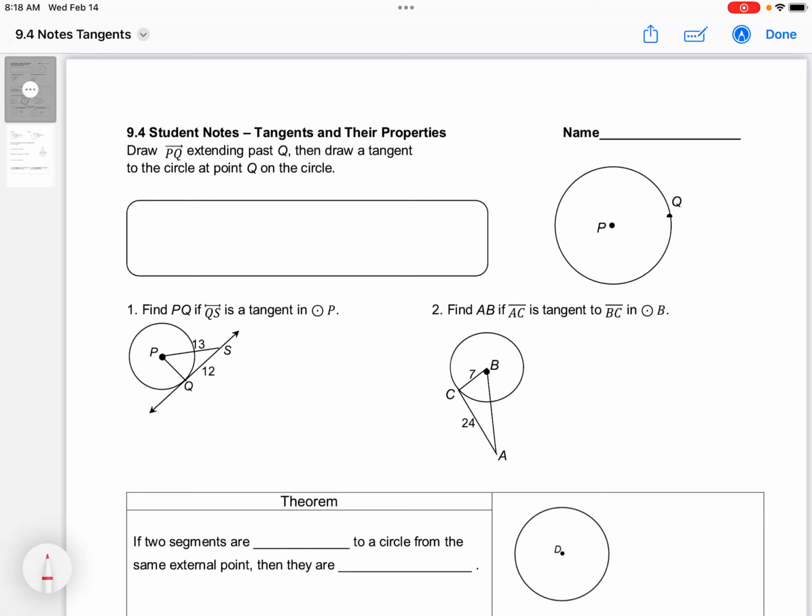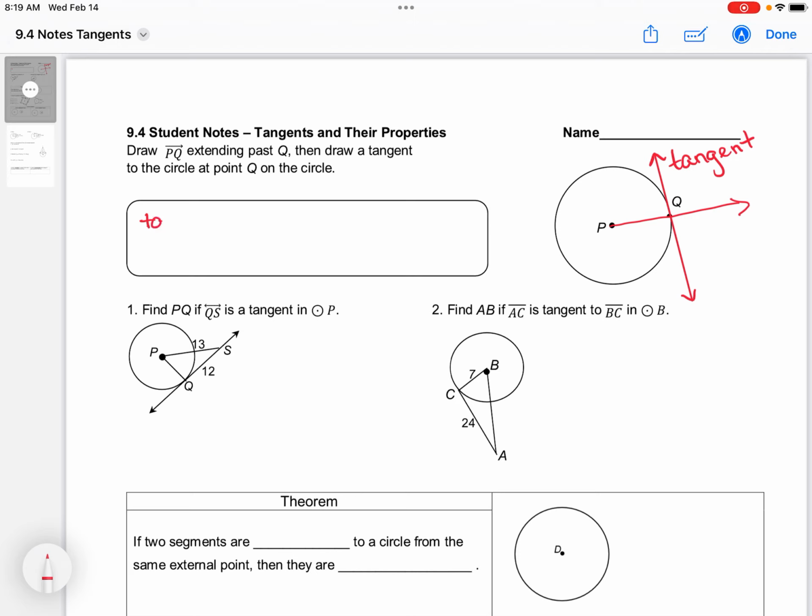Okay, tangents and their properties. So remember, a tangent only touches a circle once. So if I'm drawing a tangent, draw PQ extending past Q, then draw a tangent to the circle at point Q. So this is my tangent, and it only touches the circle at one spot.